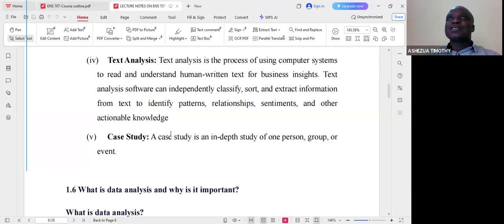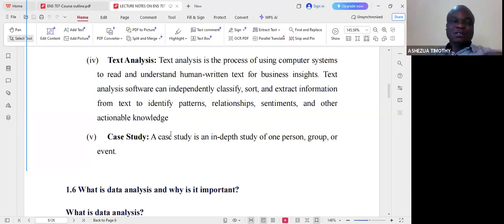The performance of mathematics. You now put a colon: a case study of Makoni local government. Performance of mathematics, a case study of Benin State. Performance of mathematics, a case study of Nigeria. Performance of mathematics, case study of Africa. Performance of mathematics, a case study of West Africa. You are specific now. So it's a case study. Case study is an in-depth study of one person, group, or event.